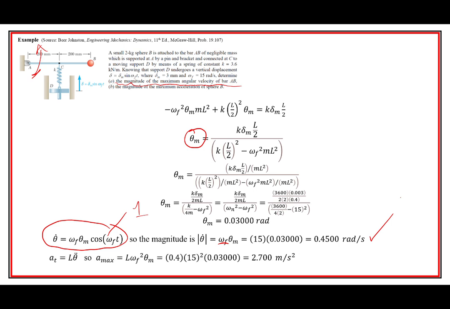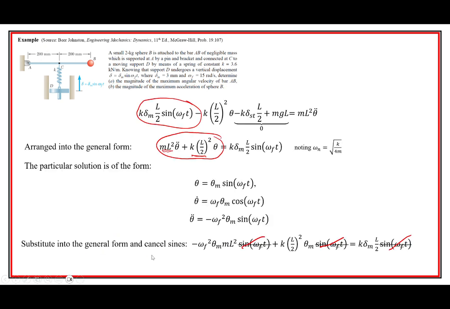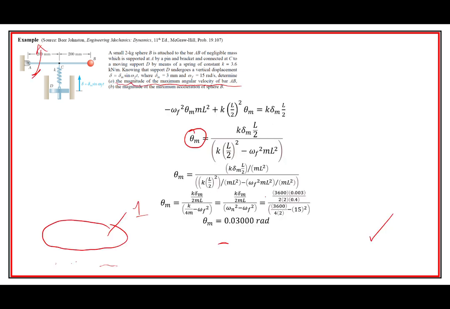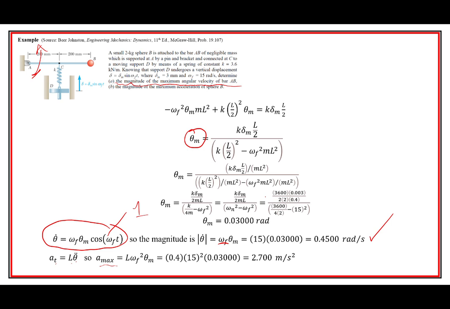And then for part B, we know the tangential acceleration is going to be the length times theta double dot, and we could find that the maximum is going to be L omega f squared times theta m. By the way, we can get that back up from here, right up in there. That's the relationship of omega and theta double dot. So we put them in there. 0.4 is the L, 15 squared times 0.3, and so now we get the acceleration of this piece.